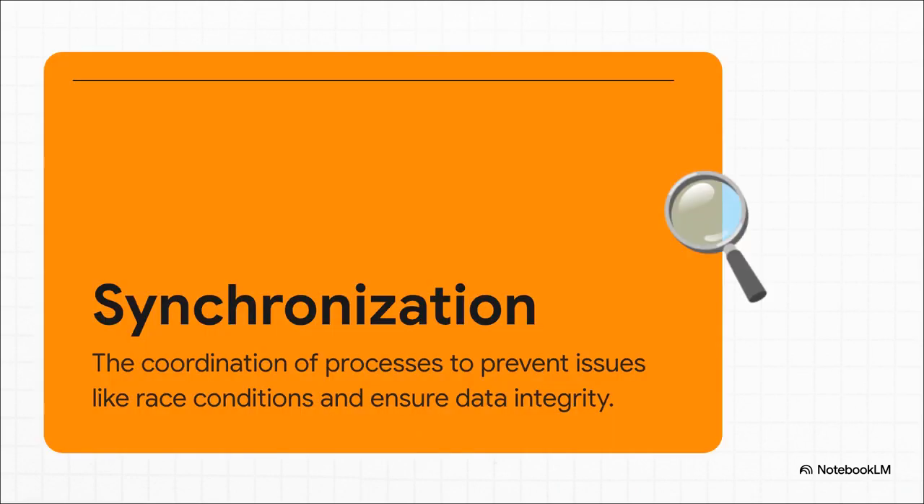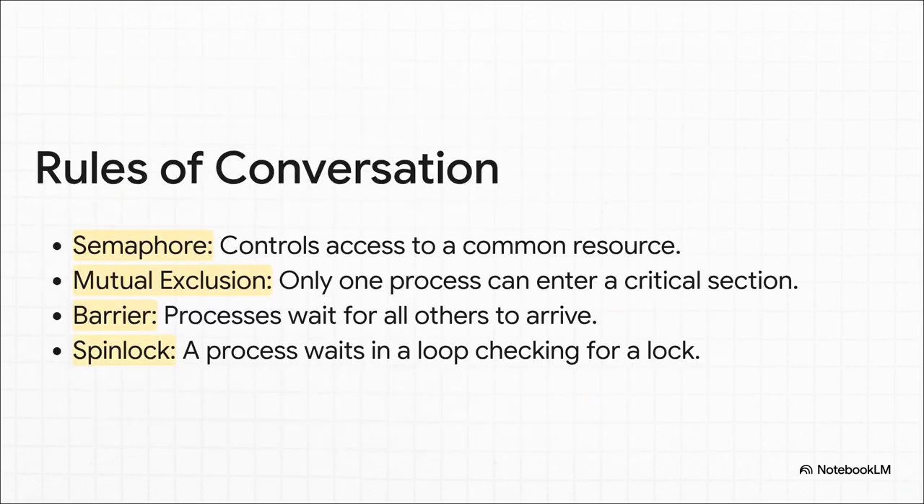So, to stop this from happening, we need a solution. And that solution is called synchronization. It's basically a set of rules of engagement, a way to coordinate all these processes to make sure they play nice, take turns, and don't corrupt the data. These are the rules of the road for your data.